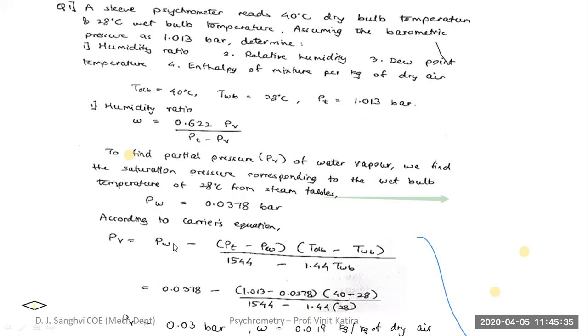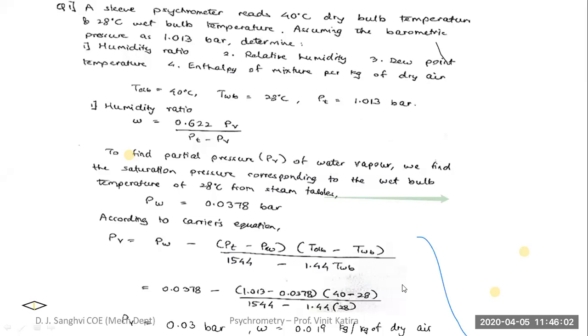So here you input these numbers and find PV. PV comes out to be around 0.03 bar. Simply substitute this PV back in the humidity ratio formula and you will find the omega value. Omega comes out to be 0.019 kilogram of water vapor per kilogram of dry air.